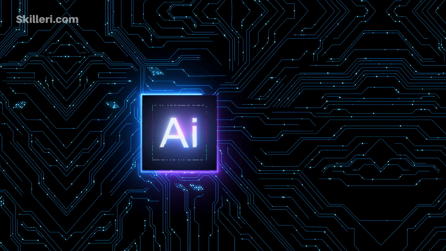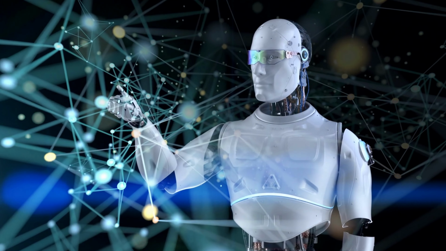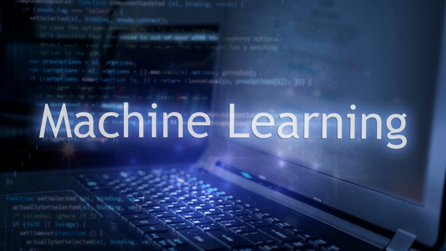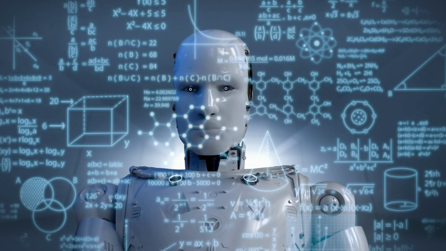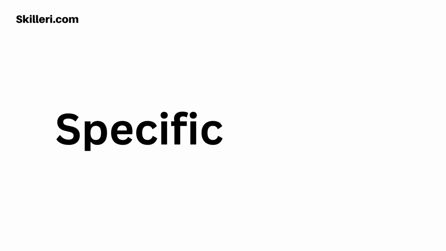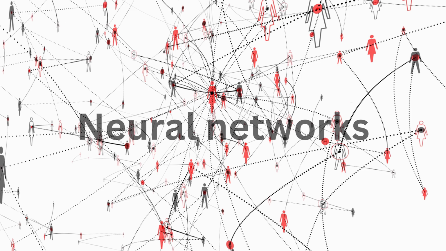In summary, AI is when a computer can do things that would typically require human intelligence. Machine learning is a way to make computers learn on their own, and deep learning is a specific aspect or type of machine learning that uses neural networks to learn from data.